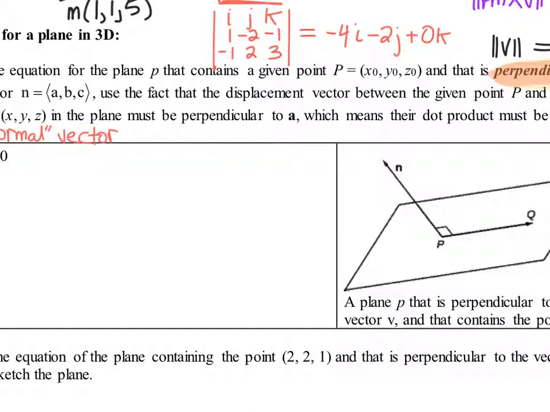All right, PQ is the displacement vector between x, y, z, so your variable coordinates, and the given coordinate that you have. So you need to know something about a point that's on the plane, but that kind of makes sense, because how would you define the equation of a line if you didn't know a point on the line? So how would you define the equation of a plane if you didn't know something about the plane? It's good to know the normal vector, but if you know the normal vector, you probably know where it's pinned. That location where it's pinned would be your given point.